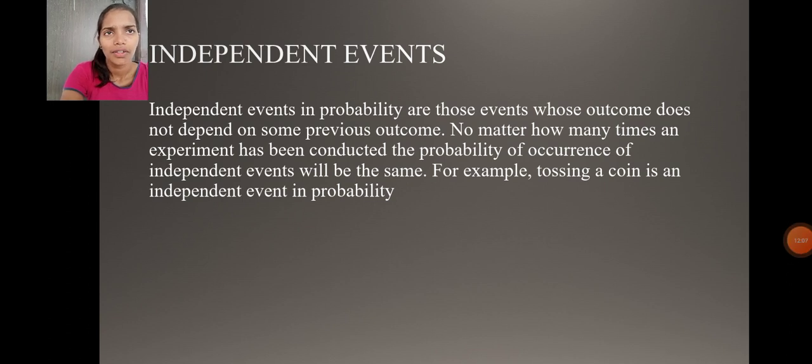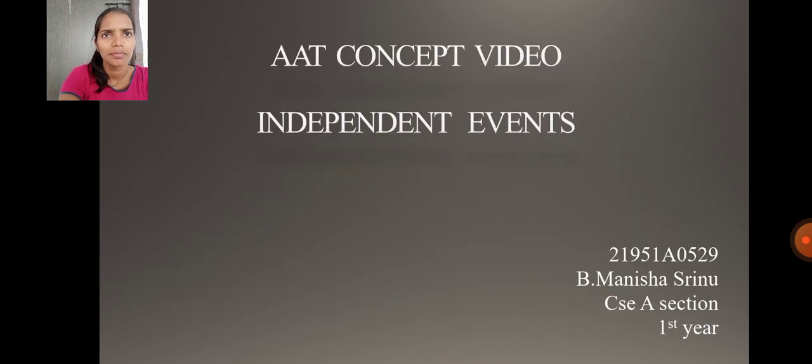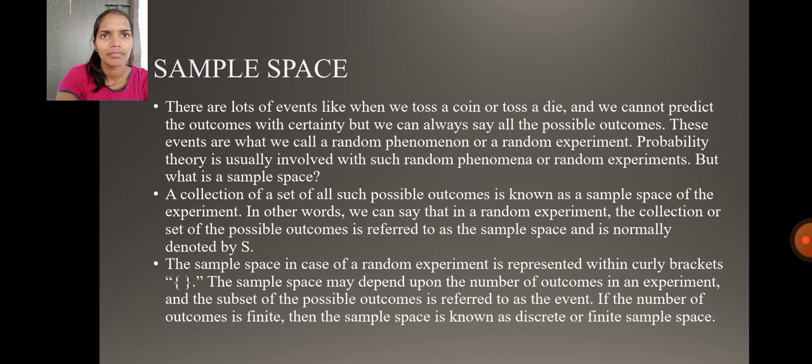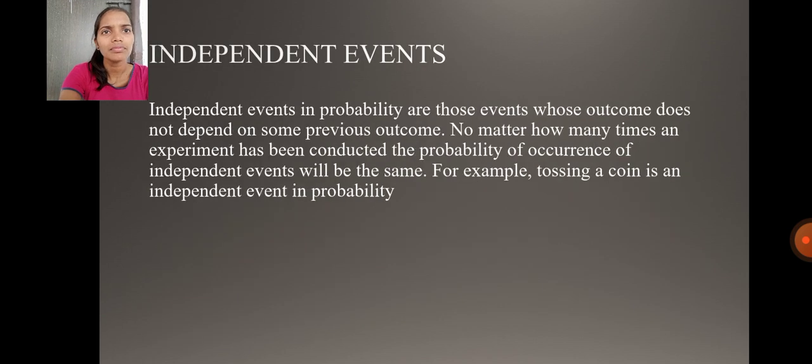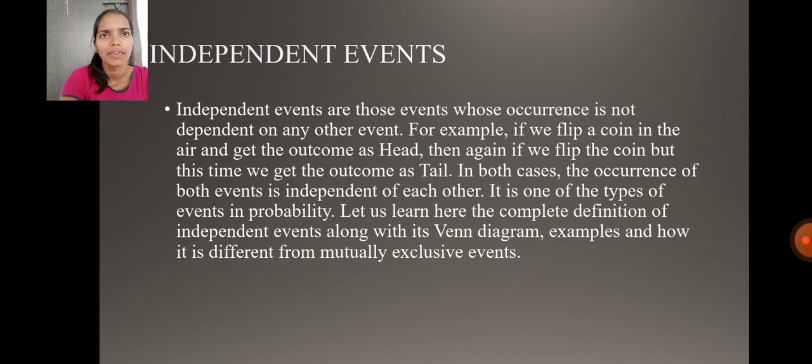Let us discuss some important topics again. Independent events in probability are those events whose outcomes do not depend on some previous outcome, no matter how many times an experiment has been conducted. For example, tossing a coin is an independent event in probability. Independent events are those events whose occurrence is not dependent on any other event.